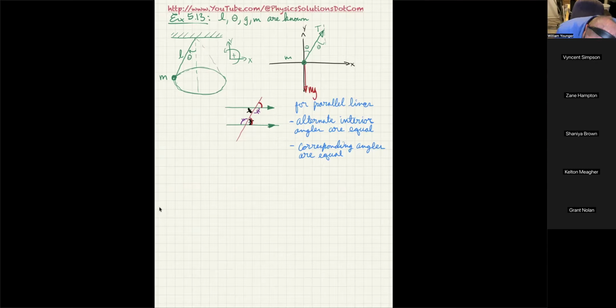We could also say that this angle and this angle are also corresponding. And not only that, there's also something called vertical angles. So when you have a line like this, this angle is equal to this angle, and this angle is equal to this angle, because these are vertical angles.